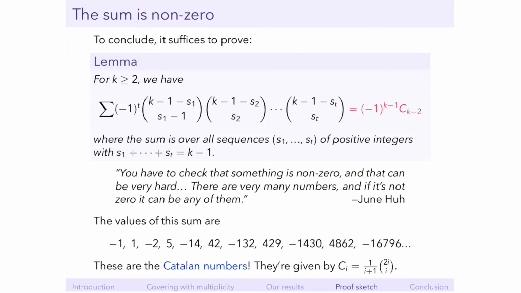Okay, so that's the end of the proof, but because it's a complicated proof, I have a proof summary slide here where I'll show you everything that we did, and I'm going to show you it in the reverse order of what we did, so that the reverse order is also the order of the logical implications. So what did we do? So the first thing is that this complicated sum on the previous slide is non-zero because it equals these Catalan numbers.